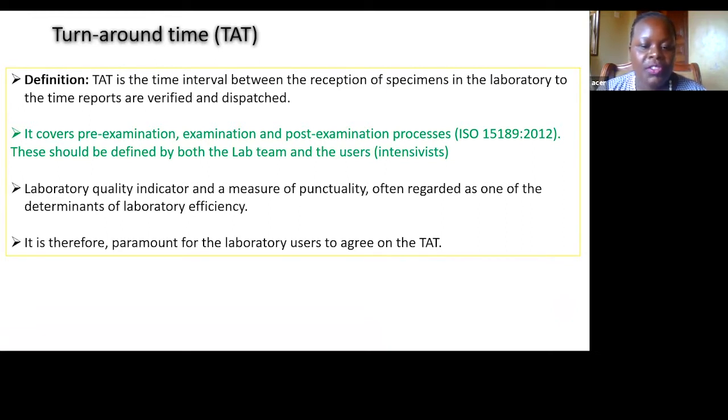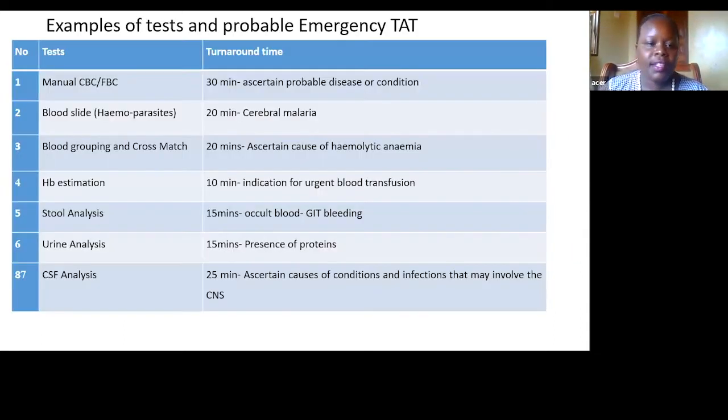One of the things that the lab users always complain about or appreciate. If the laboratory is consistently taking a lot of time to give results, the users will always complain, and it affects the quality of the service provided. And if the time that the users and the laboratory agreed upon is met, it's a good indicator that the laboratory is providing the required service.